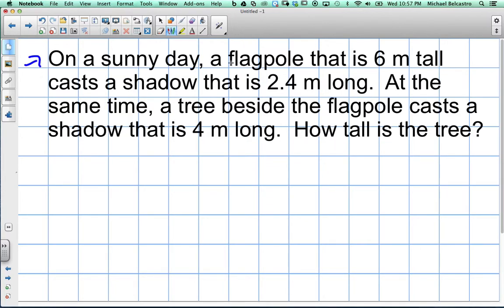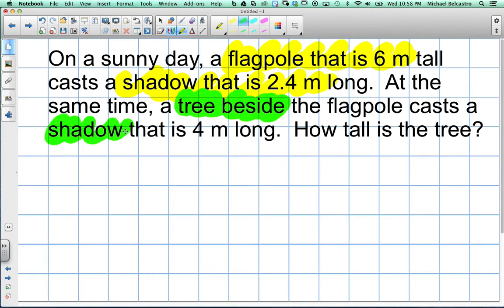On a sunny day, a flagpole that is 6 meters tall casts a shadow that is 2.4 meters long. At the same time, the tree beside the flagpole casts a shadow that is 4 meters long. How tall is the tree? Okay, let's highlight our important information. A flagpole is 6 meters tall, casts a shadow that is 2.4 meters long. At the same time, a tree beside the flagpole casts a shadow that is 4 meters long. How tall is the tree?